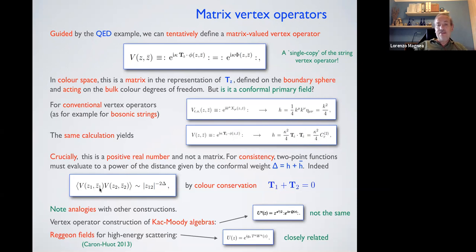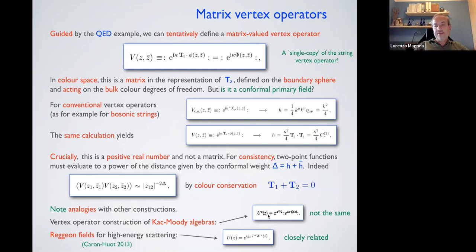And indeed it does. So the two-point function is supposed to behave like the distance to some power. And this actually comes out. While it's true that these are matrices, it's immediate that this relation comes out if you use color conservation. So in the two-point function, T2 is actually minus T1, and T1 squared is a number. And it is the number that gives the dimension of the field.